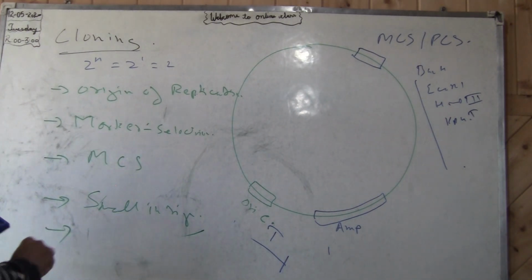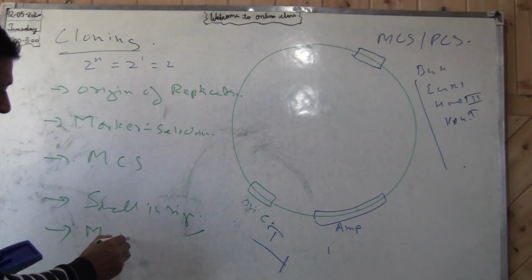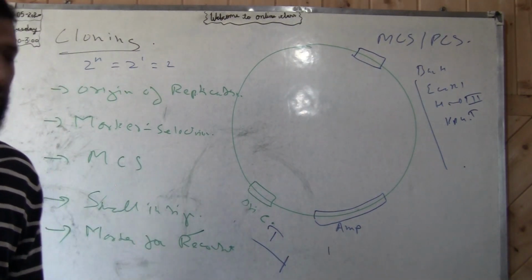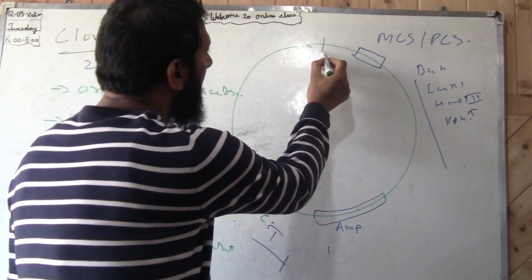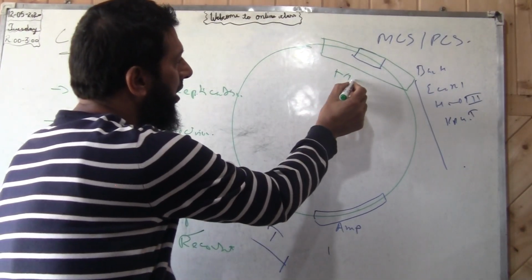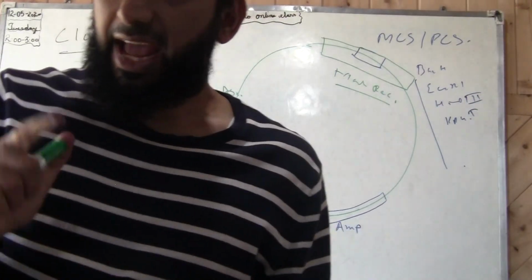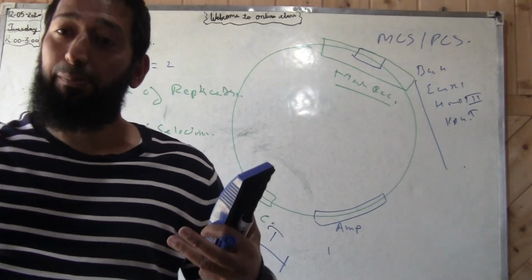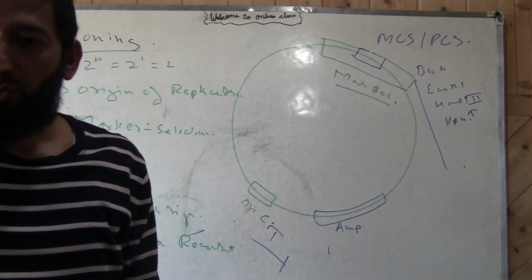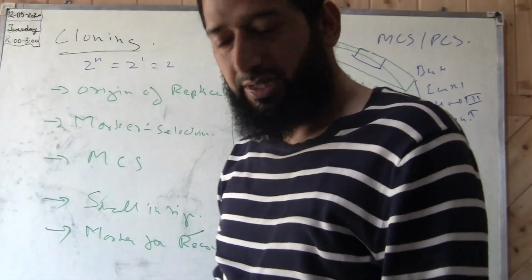Then another property of a vector is that it should have a marker for recombination. This marker for recombination lies here. I can say the multiple cloning site lies in the marker for recombination. Why do we require a marker for recombination? For example, you took a mixture of plasmids.